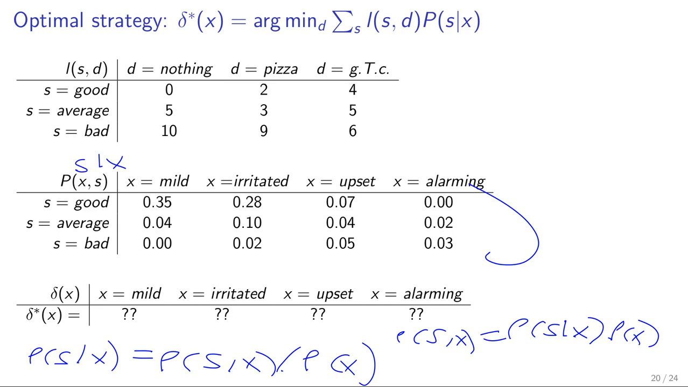So for example, for this x is mild, what would that be? Exactly, right? So px in this case would be 0.39, 0.38. Yeah, so that would be px, right? And like this, I can get easily a new table that would be the ps given x, and I can fit it into that formula.